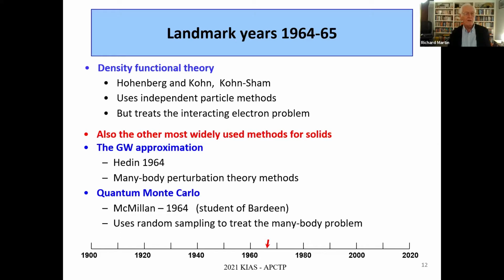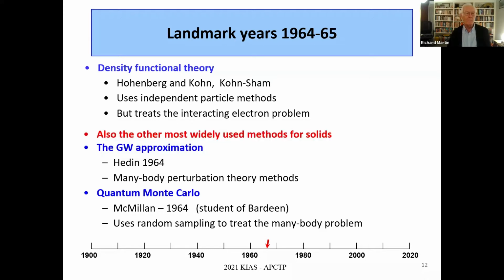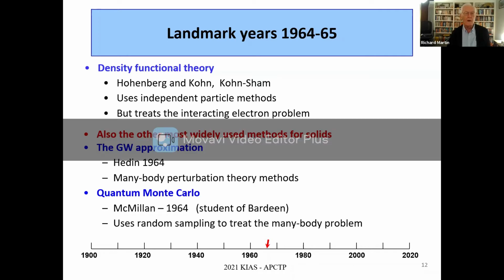And quantum Monte Carlo calculations were done by Bill McMillan, who was a student at Illinois. He was a student of Bardeen. And he did actual calculations on the computers that he built and had in the basement of his home. So this is a method that uses random sampling to treat the many-body system, and it's become the benchmark method for work on both molecules, for large molecules, I should say, and for solids.